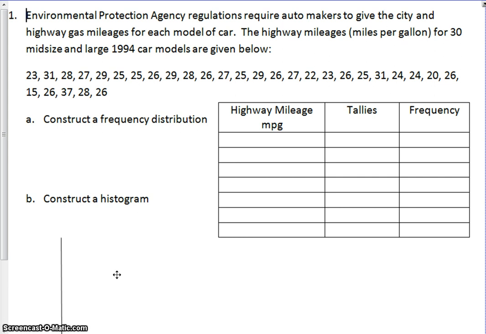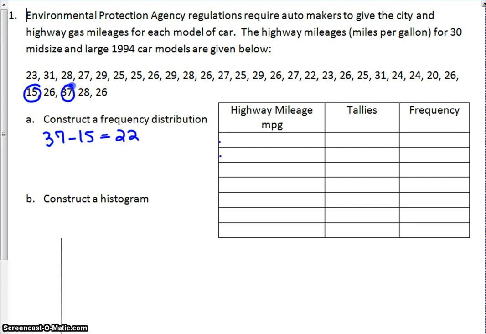To start that, I had to look through here and ask what is my highest value of this list of information. So we're looking at the automakers, and we're required to give the gas mileages for the model of each car. These are the different mileages that we have. Our highest value here is 37. The lowest value I had was 15. So first I said to myself, what is 37 minus 15? And I've got 22.